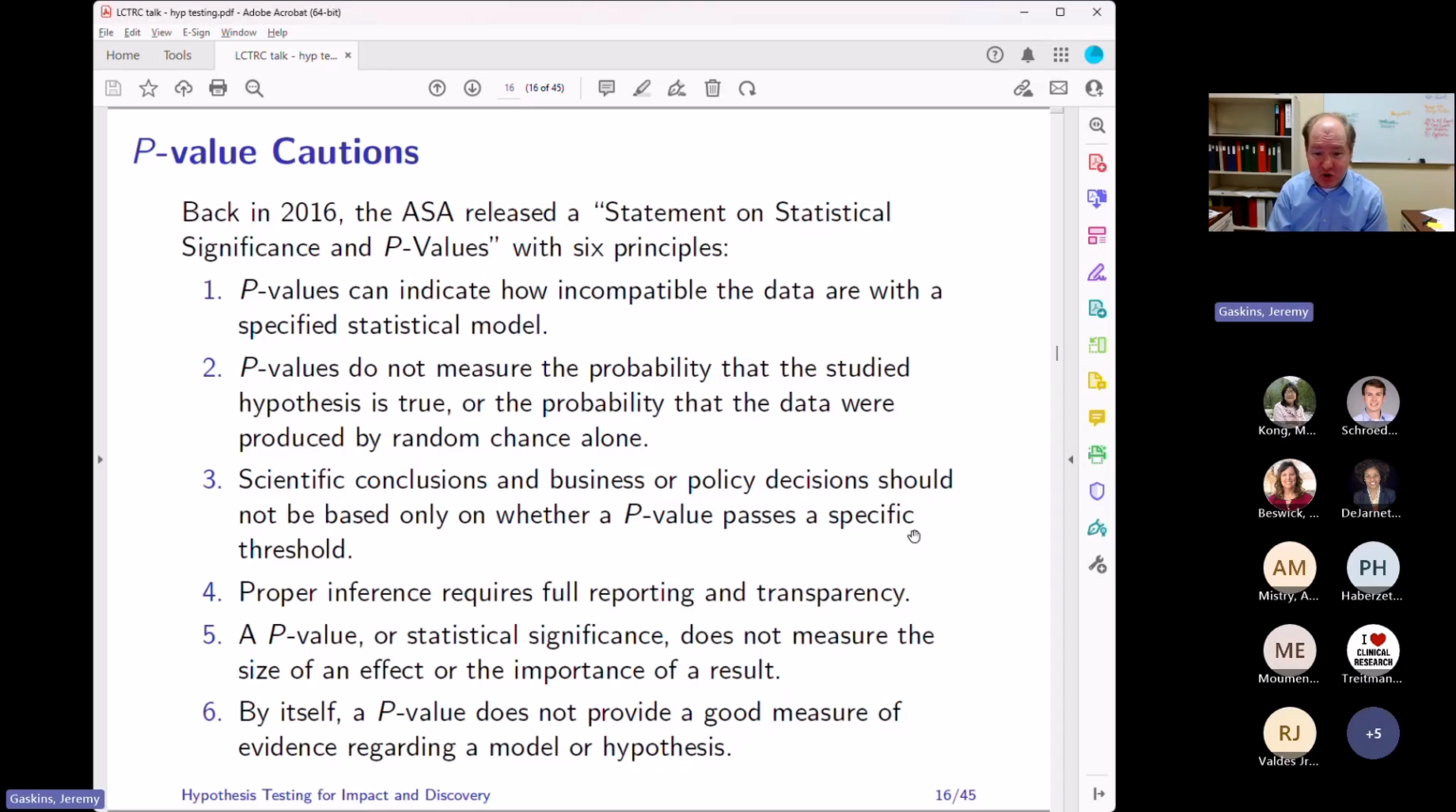Number 4, proper inference requires full reporting and transparency. That's not actually a p-value statement. That's a p-hacking statement, which I probably won't talk more about today, but again, an important thing to keep in mind.